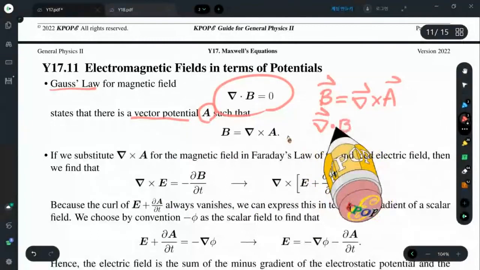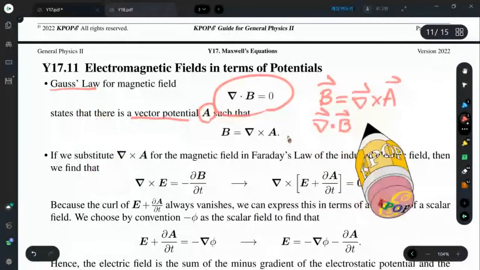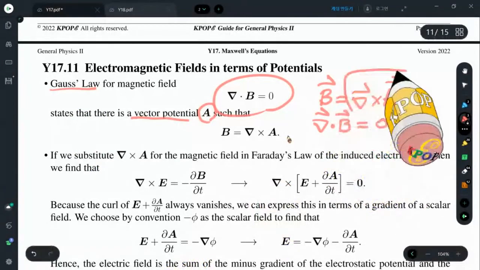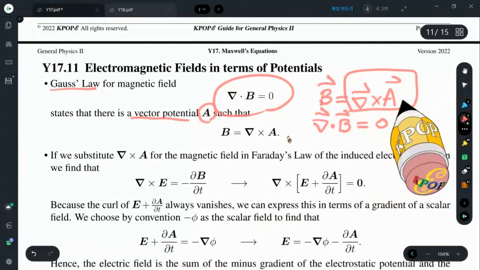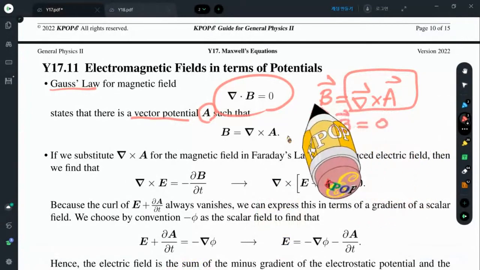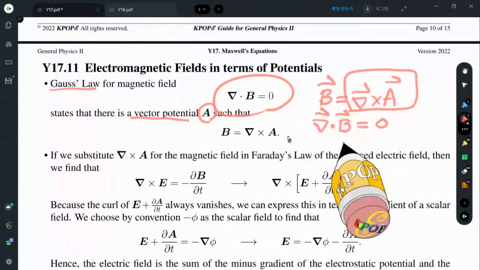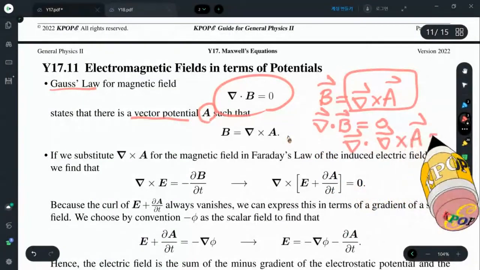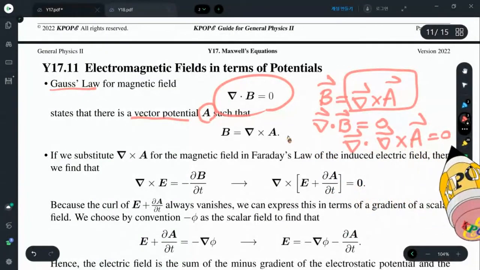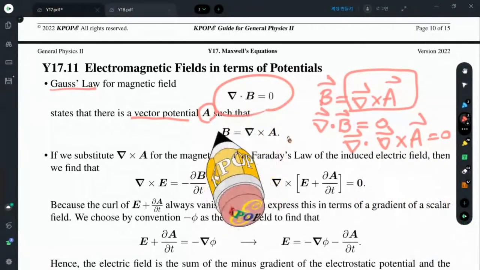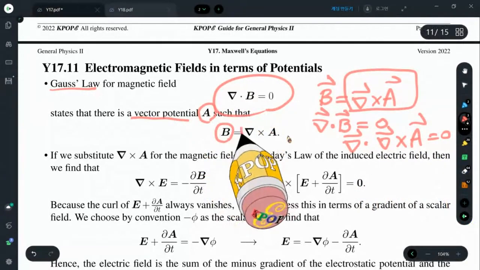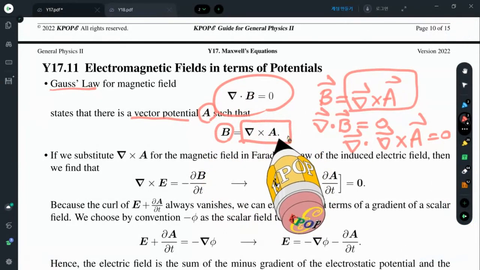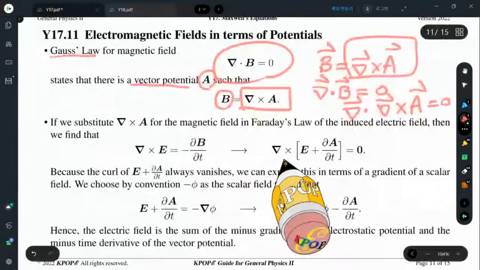Our requirement by the Gauss law states that divergence B equals 0. For any vector field A, the curl of A must be a magnetic field because the divergence of curl is a mathematical identity. This is 0. So for any magnetic field, there exists a vector field whose curl is the magnetic field.